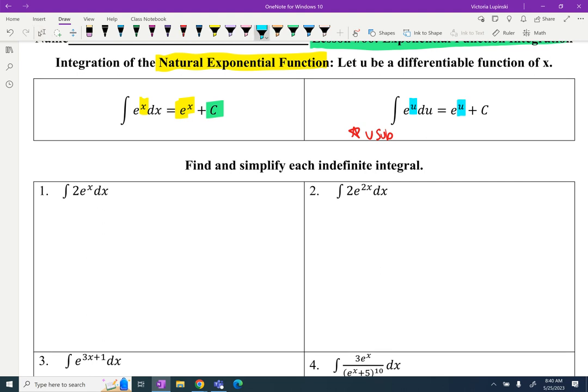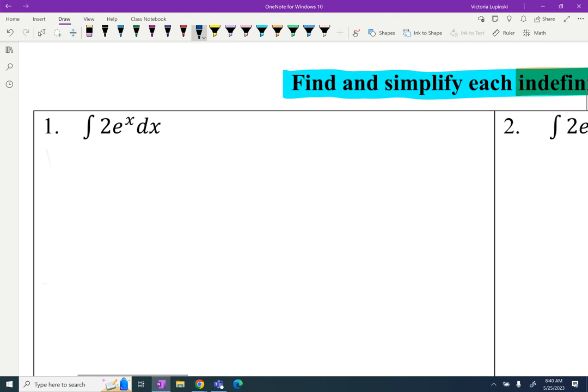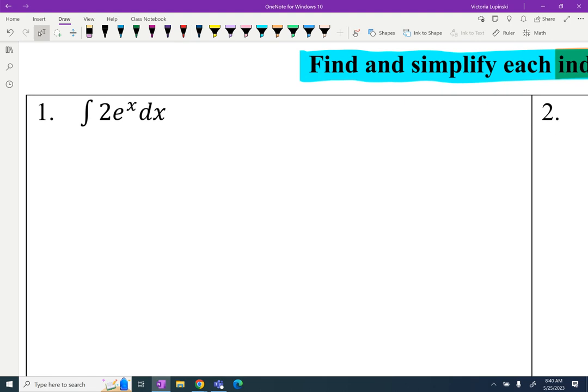So find and simplify each indefinite integral. Again, focus on the word indefinite. All of these are going to end with a plus c, and those are the ones that we're going to do. There are no definite ones for today. So consider number one, the integration of 2e to the x dx. This e to the x dx, that's the dream. That's as easy as it can get.